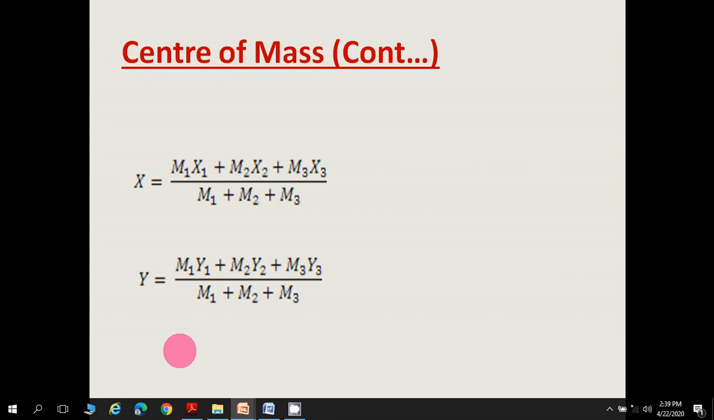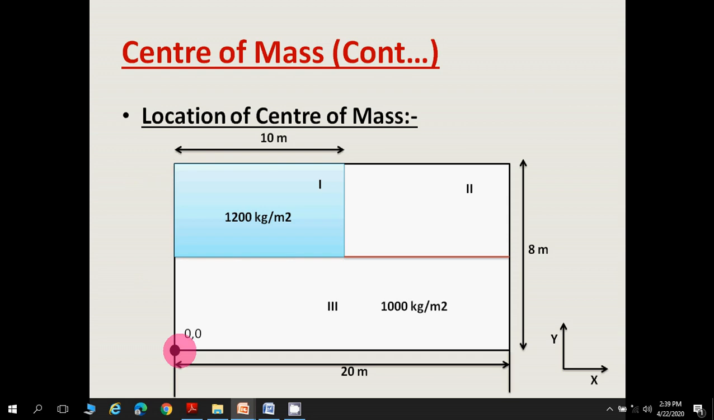And x1, x2, x3 and y1, y2, y3 are the center of gravity or center of mass of each particular region which I have divided. So, x1 is the center of mass of figure 1, x2 is the center of mass of figure 2, and x3 is the center of mass of figure 3, measured from this point 0 0.